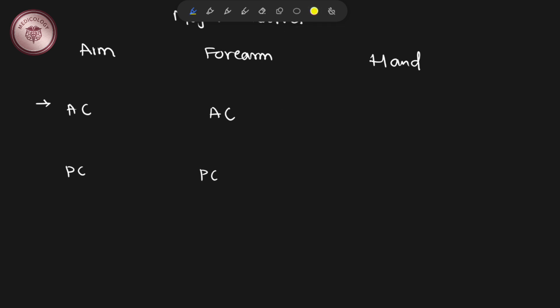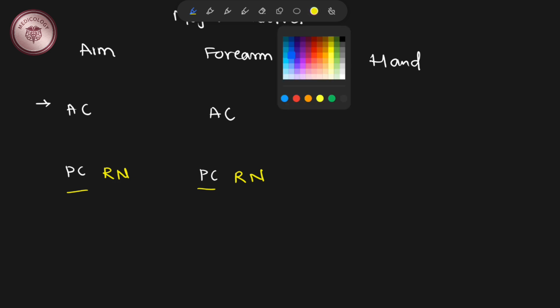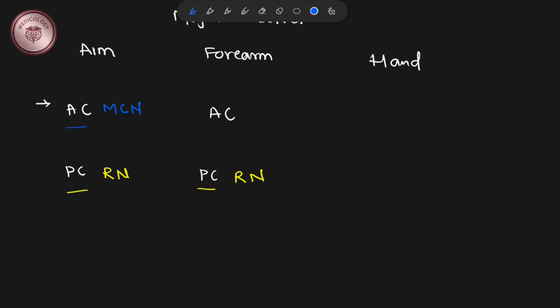To the posterior compartment, only and only radial nerve will supply. Only radial nerve supplies the posterior compartment. It can be arm or it can be forearm. Next, to the anterior compartment of the arm, there will be musculocutaneous nerve. The anterior compartment is taken by musculocutaneous nerve in the arm muscles.